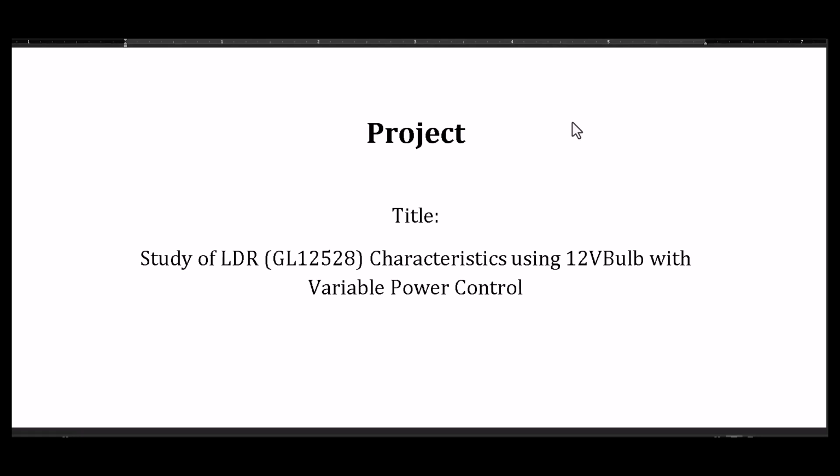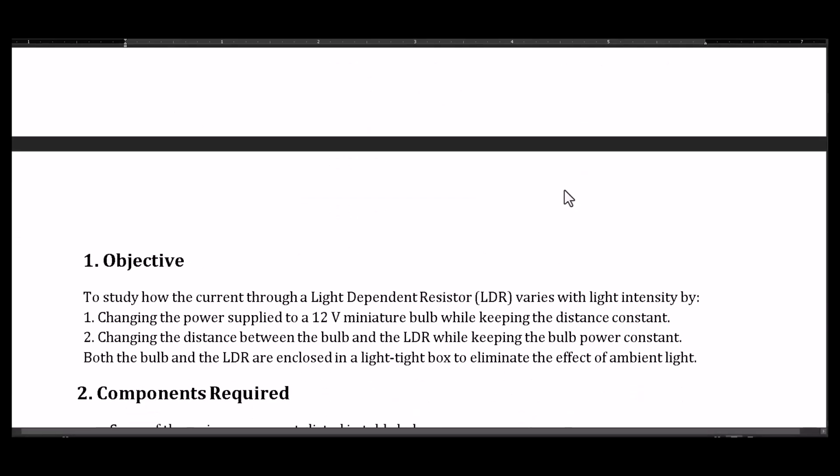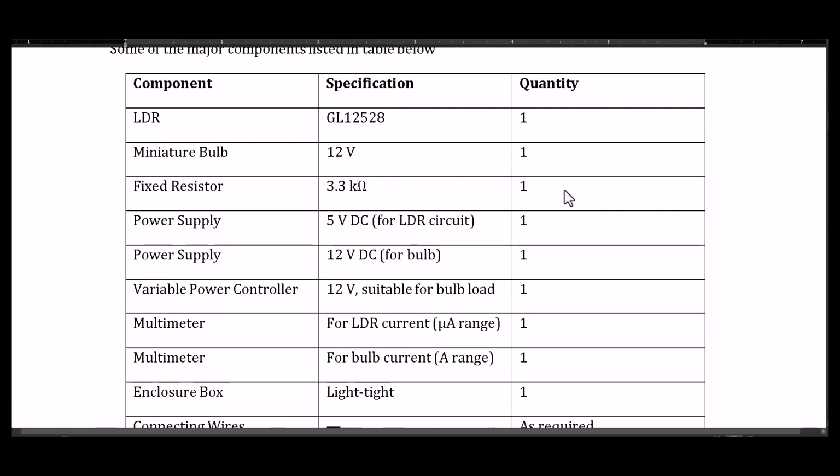Good morning to all. In this video we study the LDR characteristic. For that, this is a list of components required for this setup. The LDR chosen is number GL12528, a 12 volt bulb, then a fixed resistor, and these are the minimum required components for this setup.